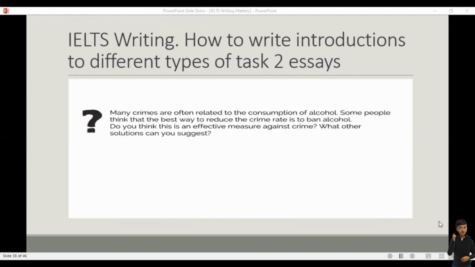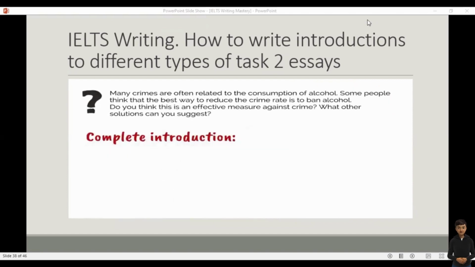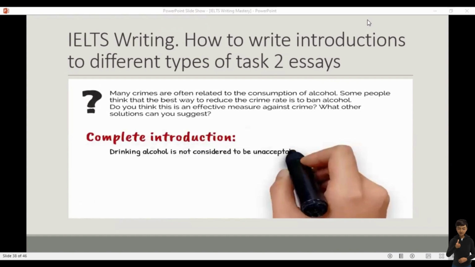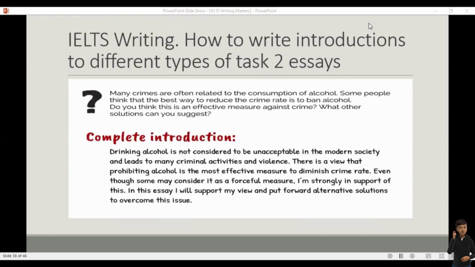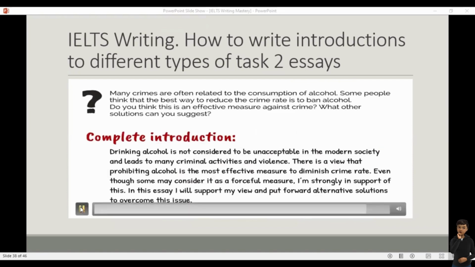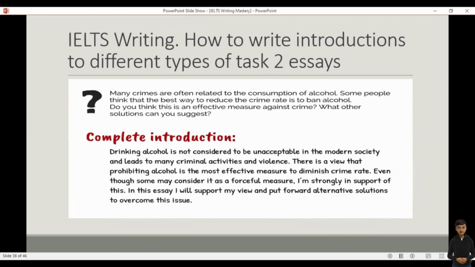So the complete introduction should be as follows. Drinking alcohol is not considered to be unacceptable in the modern society and leads to many criminal activities and violence. There is a view that prohibiting alcohol is the most effective measure to diminish crime rate. Even though some may consider it as a forceful measure, I am strongly in support of this. In this essay, I will support my view and put forward alternative solutions to overcome this issue.